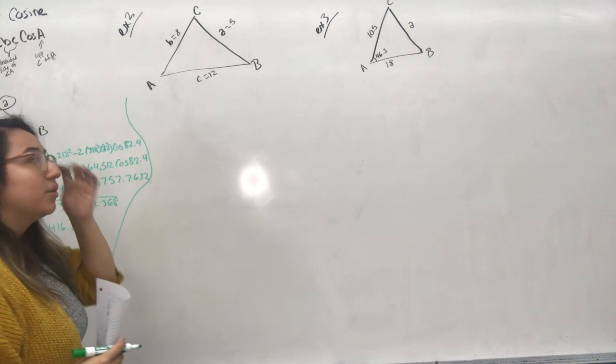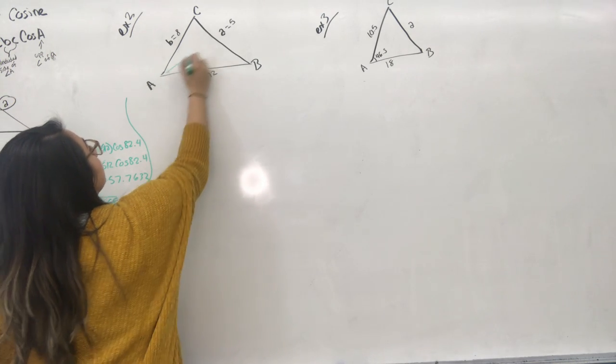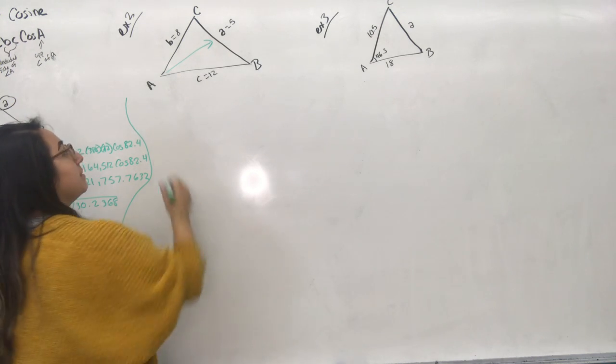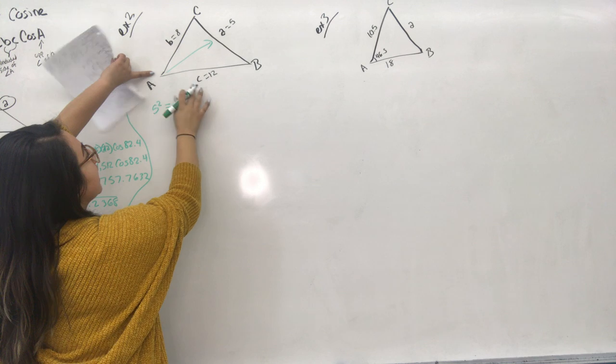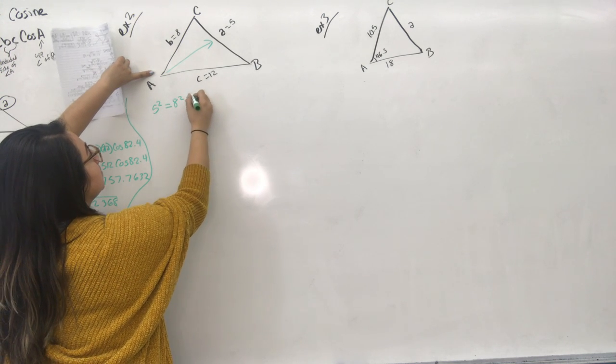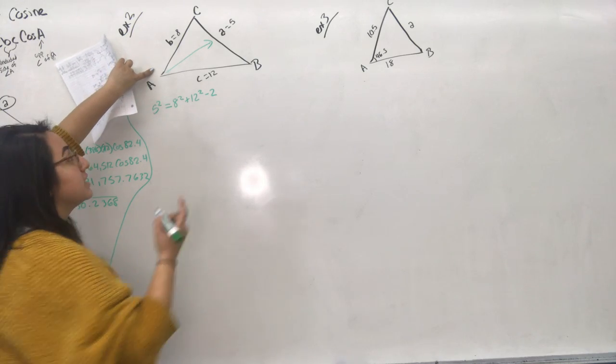So angle A, I always focus there. It doesn't matter which one you do. So here, I'm going to focus on this angle. We always look at what's across. So that means it's 5 squared is equal to the included sides of angle A, which is 8 squared plus 12 squared, minus 2 times the 2 included sides again.